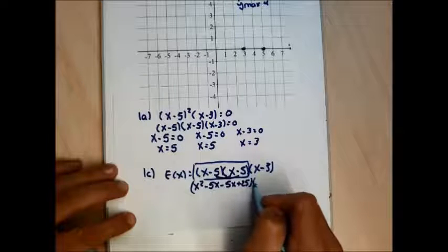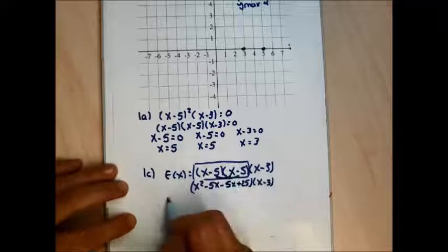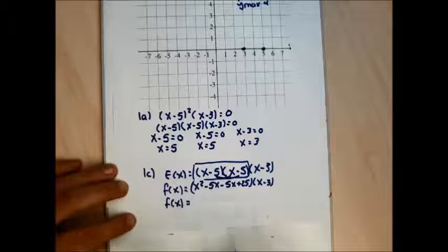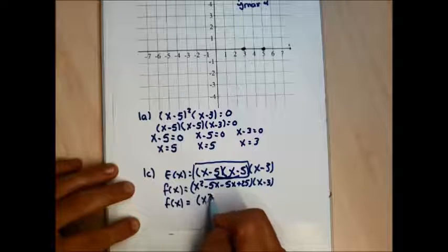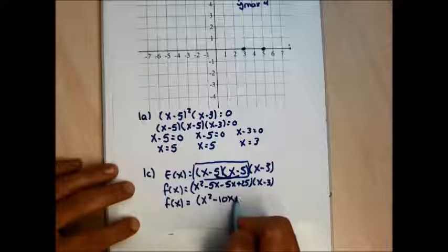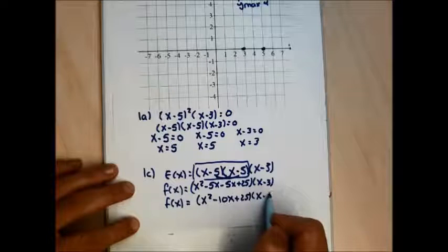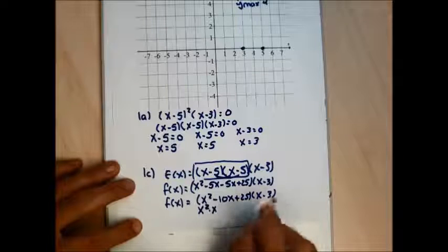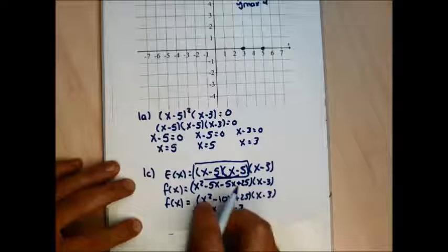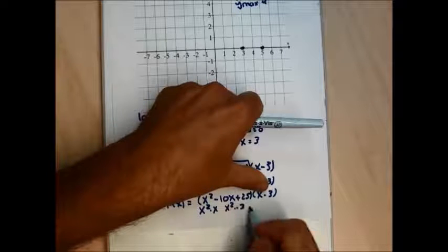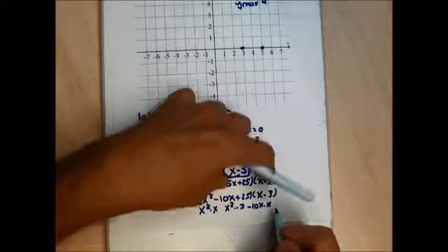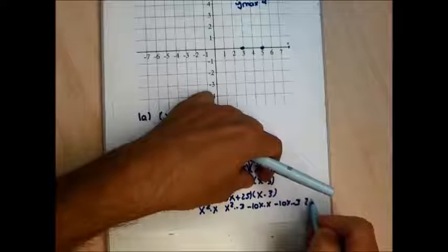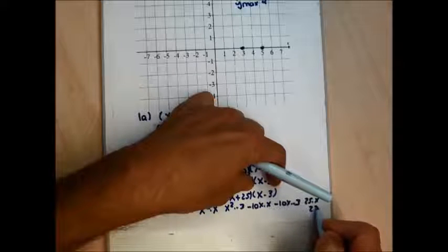So in the process of answering the question to part C, I need to know the highest exponent of the x that occurs when the polynomial is multiplied out. The first FOILing that I did should simplify to x squared minus 10x plus 25. And now I'm going to do x squared times x, x squared times minus 3, and then minus 10x times x, minus 10x times minus 3, 25 times x, and 25 times minus 3.